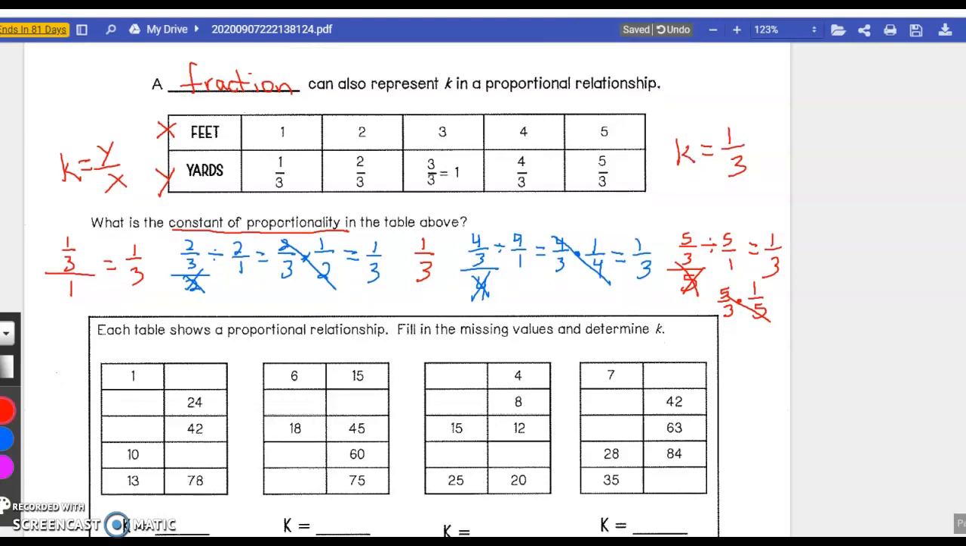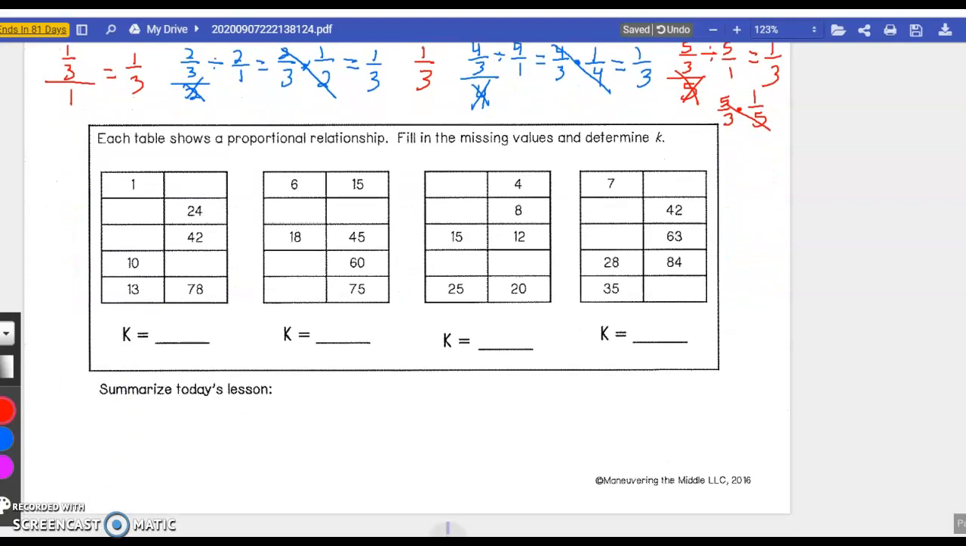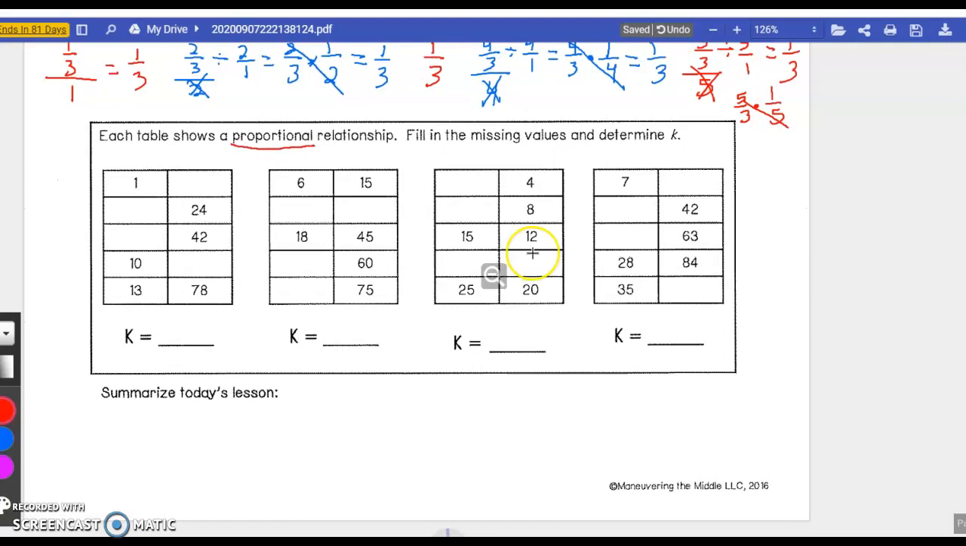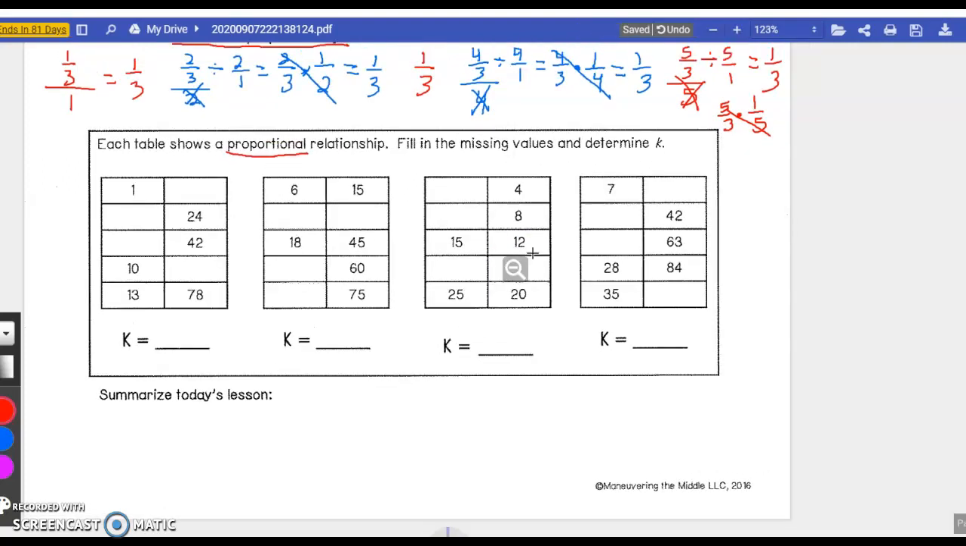All right, then to finish up, each table shows a proportional relationship. Remember how we talked about before that when it says it's proportional, that's important. Because when it's telling us proportional, we know that it has to have the same rate. It has to have the same k. The y divided by x has to be consistent, has to be constant.